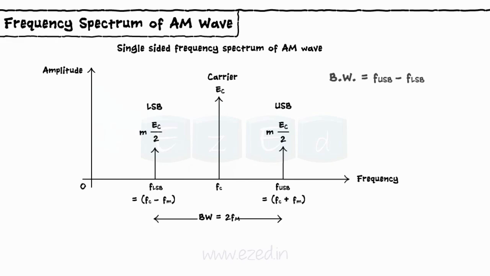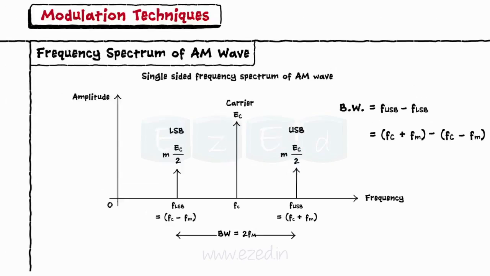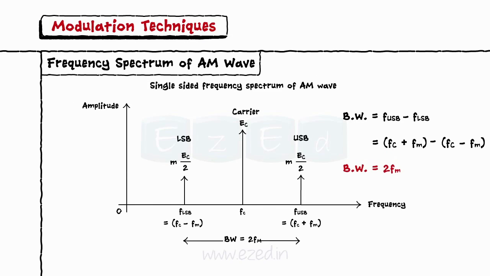The bandwidth of the AM signal is obtained by the subtraction of the lowest frequency component from the highest frequency component. It comes out to be equal to 2 fm.